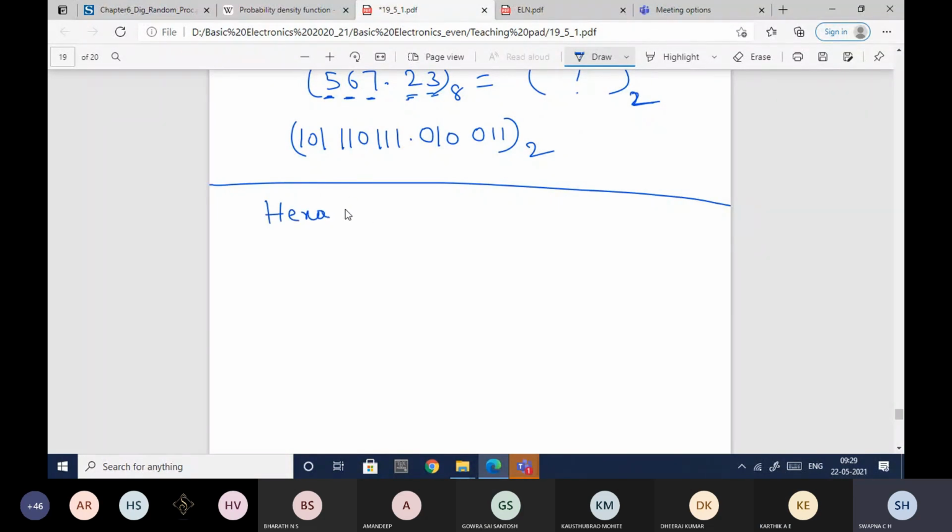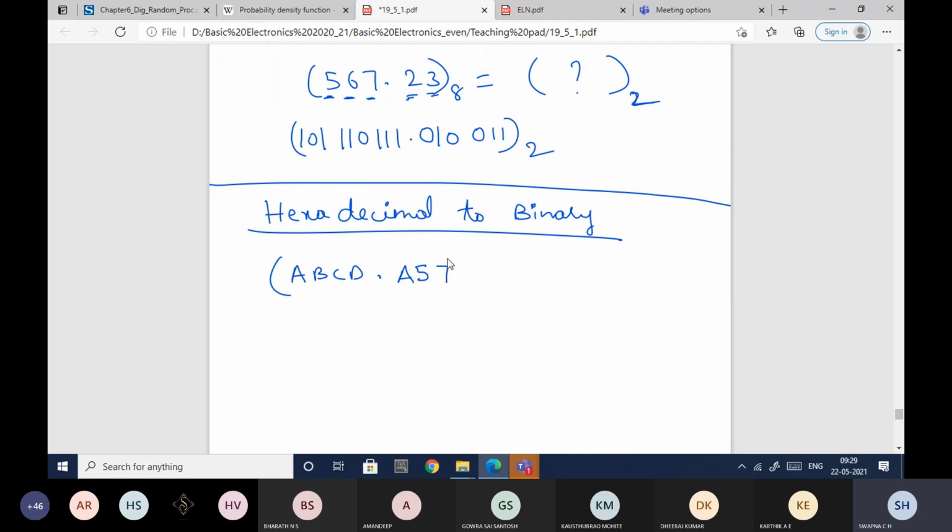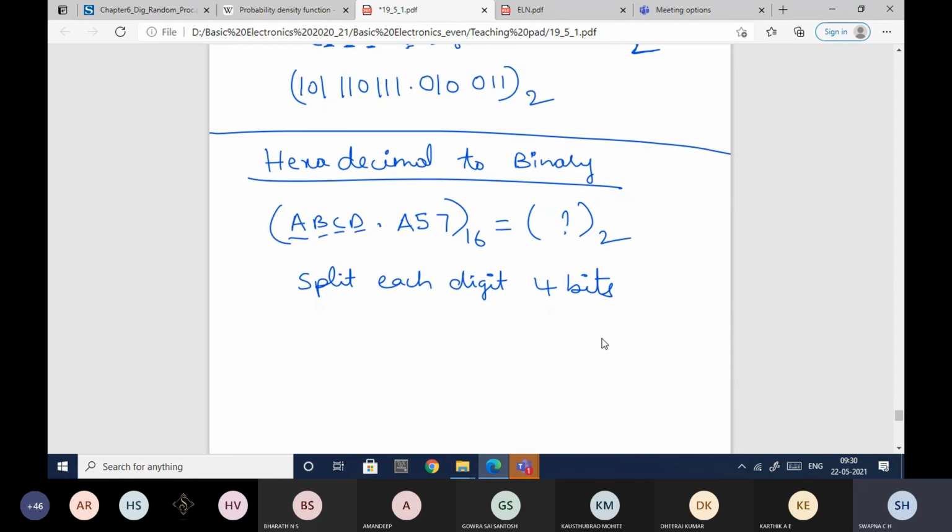Hexadecimal to binary. Hexadecimal to binary conversion. So I'll give some A, B, C, D dot A, A5 is 7, base 16. Now you can guess what we have to do. 4 bits. So what is the binary equivalent of A?